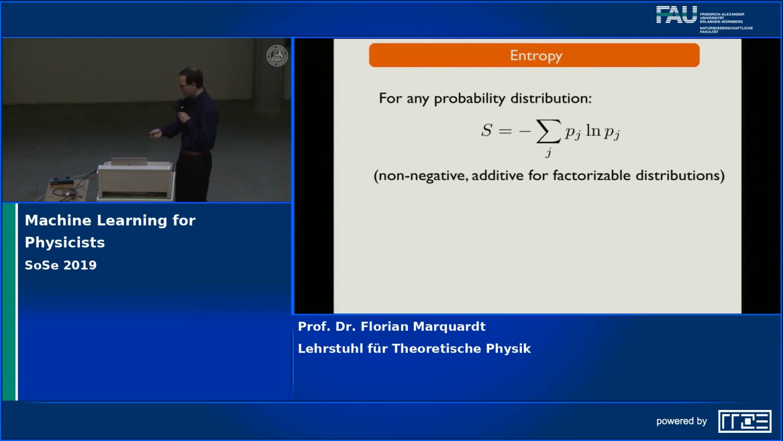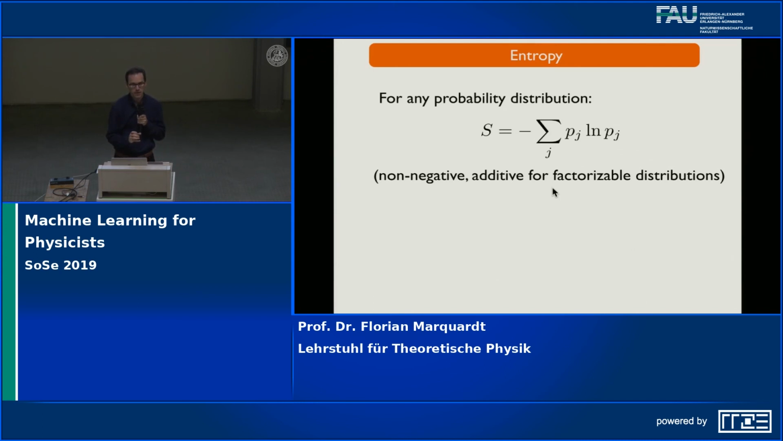Yeah? And so for any probability distribution given by probabilities pj, I'm here talking about a discrete one, you just sum pj times log pj, and you put a minus sign. The minus sign is there to make the entropy positive. Okay. So there are several nice features of the entropy. It's non-negative, and also, and that's very nice in physics and otherwise, it's additive if the probability distributions factorize.